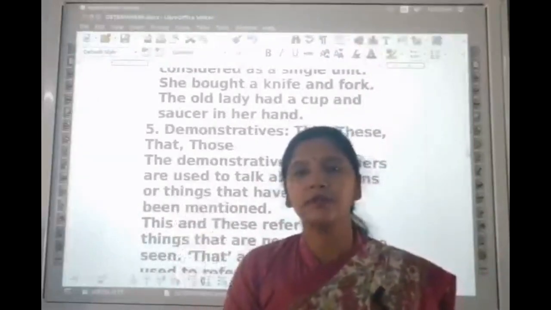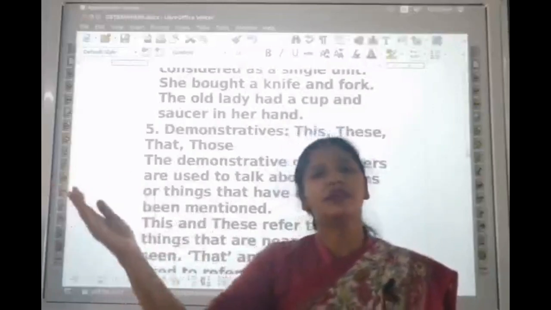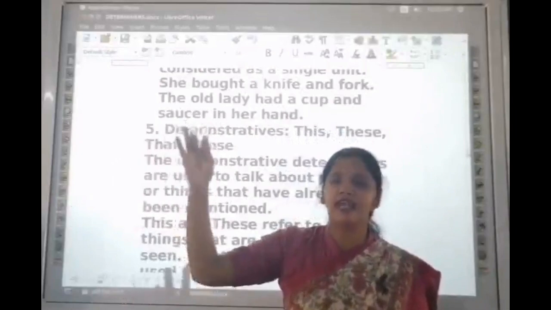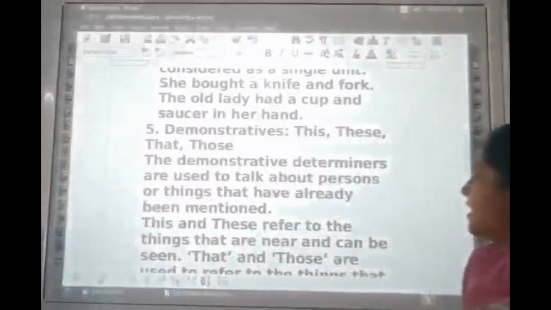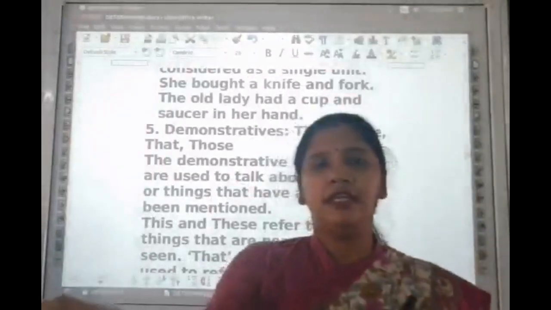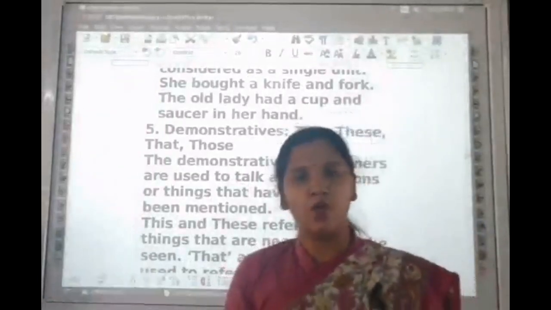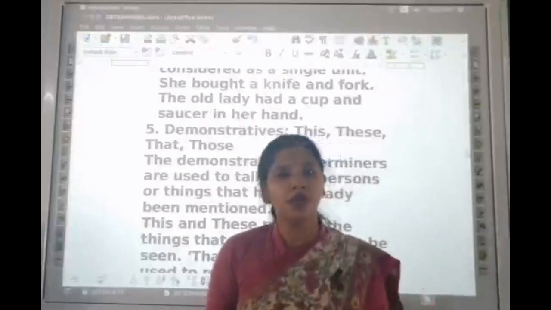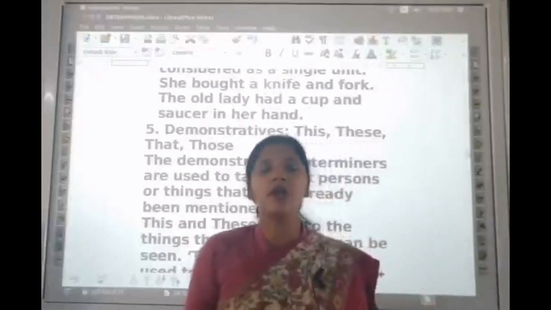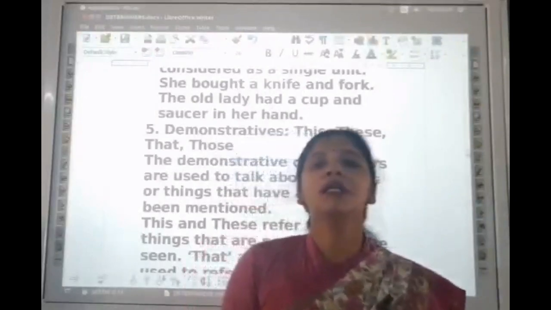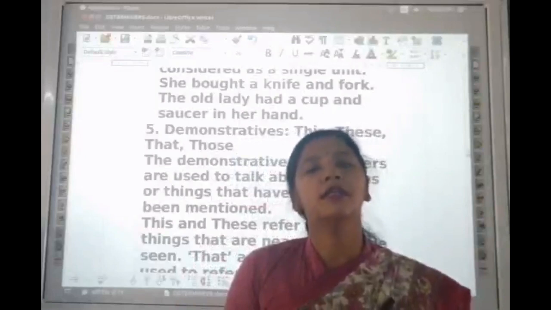And what are the demonstratives? Count on your fingers. One, this, second, that, then these and those. Let's have a look at all of these in a very precise way. We are going to discuss this. When the thing is in singular form and nearby you, at that time you will use the determiner this.